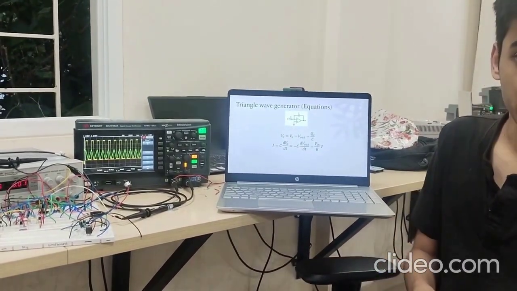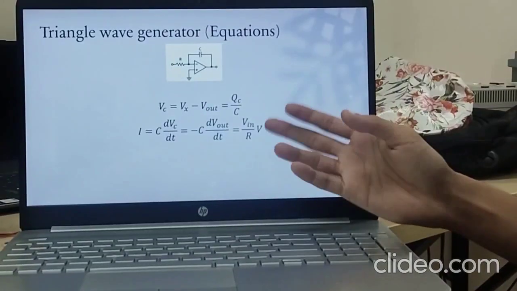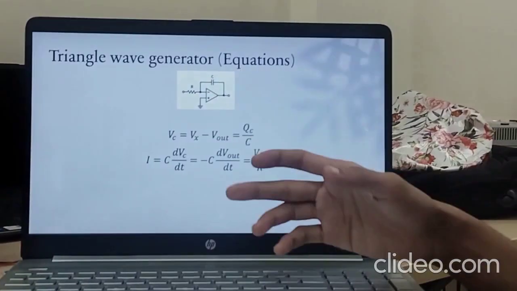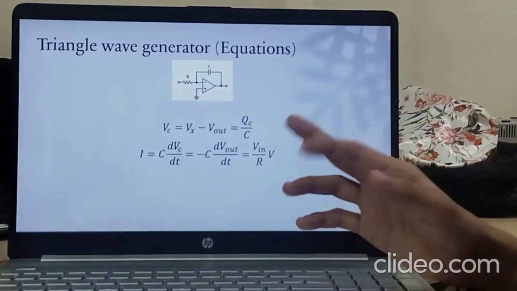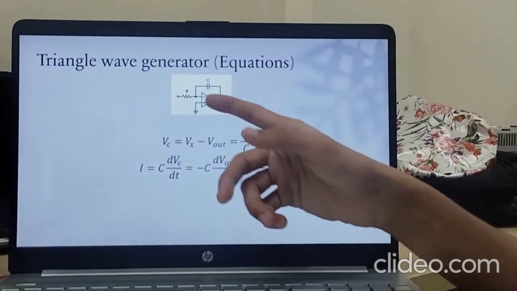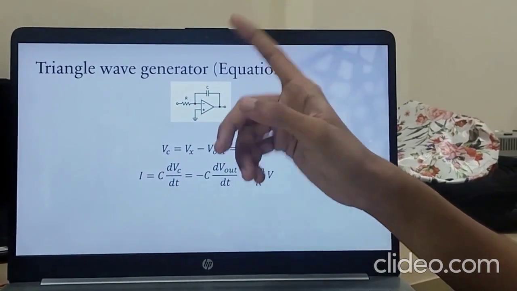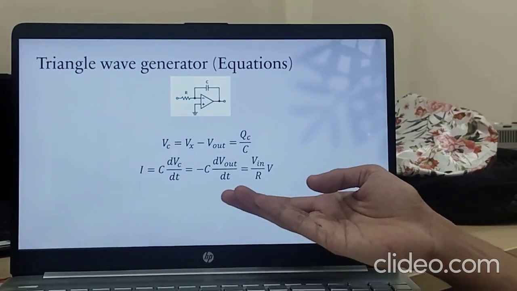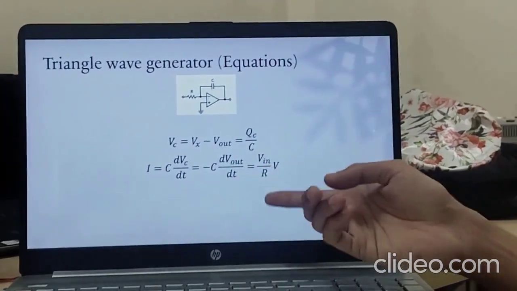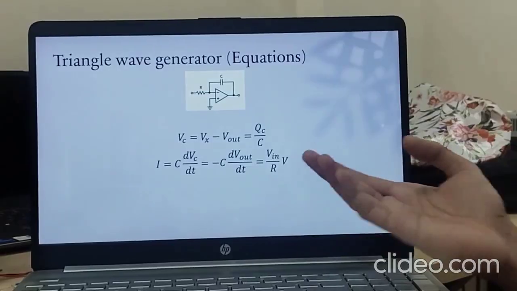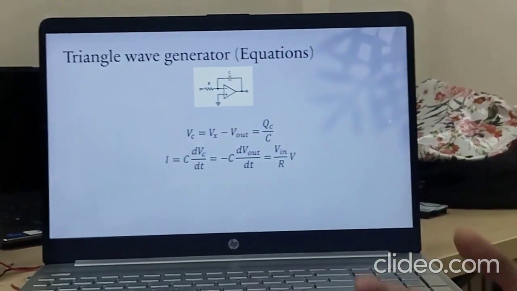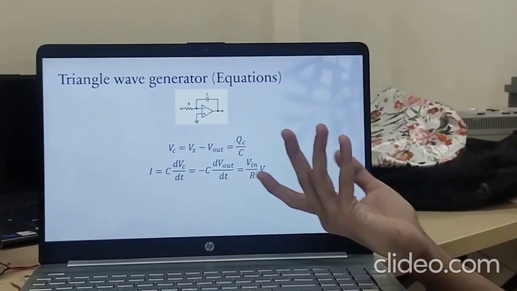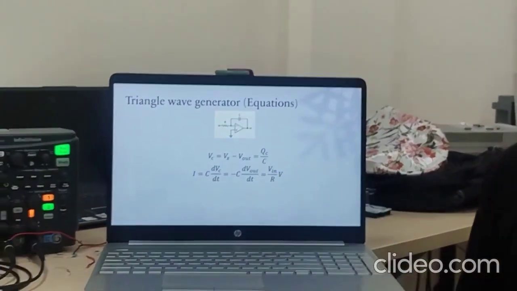The equations for the integrator are given as follows. Here, this point is taken as x. This acts as a virtual ground as we assume the gain of the op-amp to be infinite. And as a result, equating the currents flowing through the capacitor and the resistance, we get the output voltage in terms of the input. And we see that the derivative of the output is proportional to the input. In other words, the output is the integral of the input. And thus, this is how the integrator circuit functions.